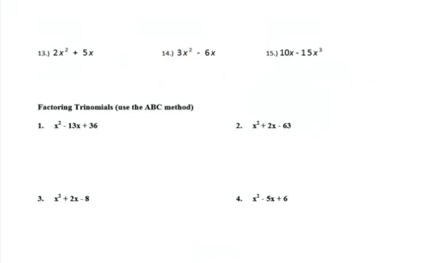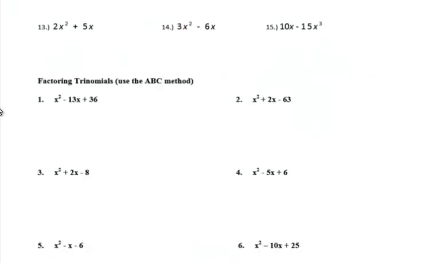Okay, we got a couple more here. Let's do number 14. So we're looking for a GCF. 3 and 6. 3 will go into both of those. And now they both have an x, so you pick the lowest power of x, which is x to the first power. So our GCF here is 3x. You divide each of these by 3x. Okay, the first one, the 3's divide, and then we have x minus 2. All right.